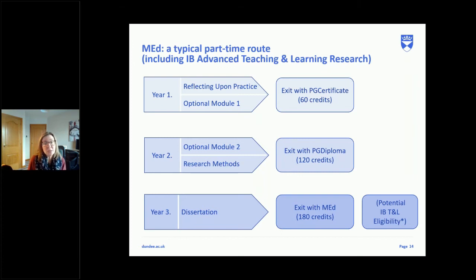Year 2, which is the diploma level, you would need to obtain a second optional module plus the research methods. And then finally, year 3, for the full MEd award, along with the IB eligibility for the Advanced Teaching and Learning Research, you will need to undertake the dissertation. Okay, so that's quite open when we are looking at the Advanced Teaching and Learning Research Award.